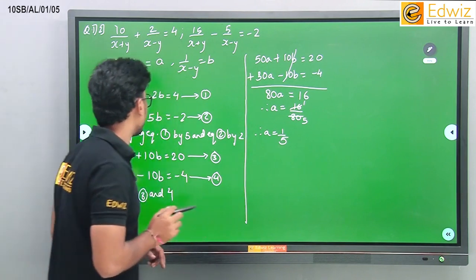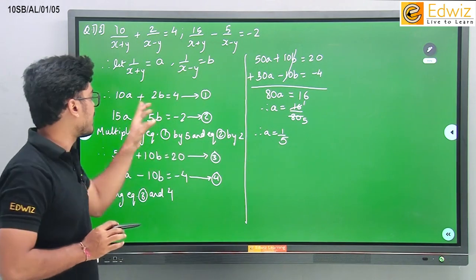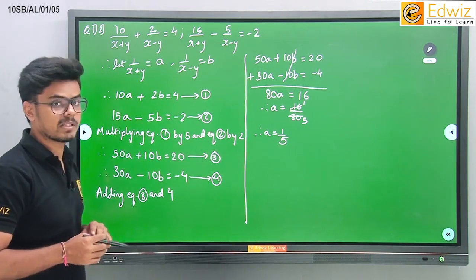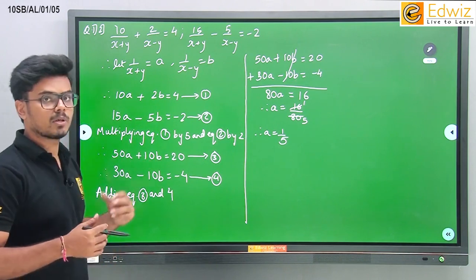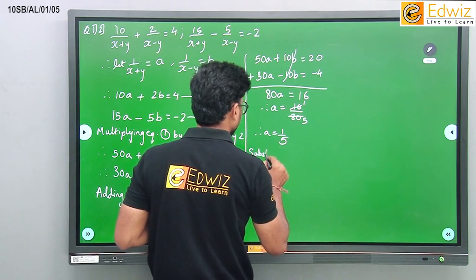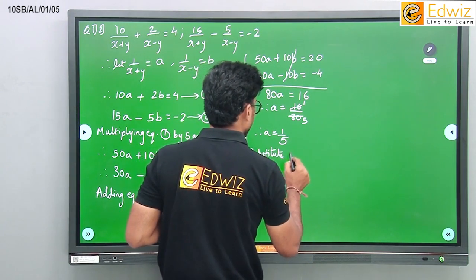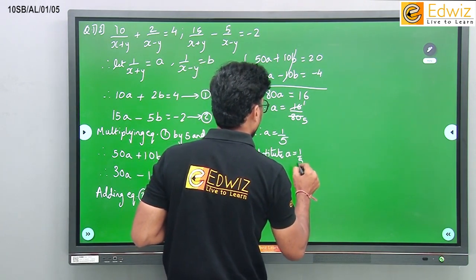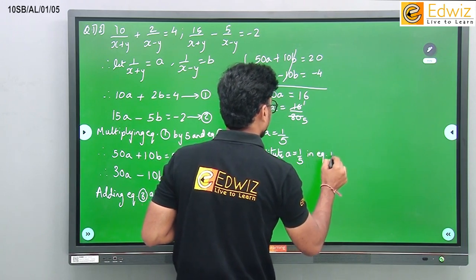Similarly, b can be found out by just substituting the value of a in the first or second equation. जो भी easy है वहां पर substitute कर दो. First one में substitute करते हैं. Substitute a equal to 1 upon 5 in equation 1.